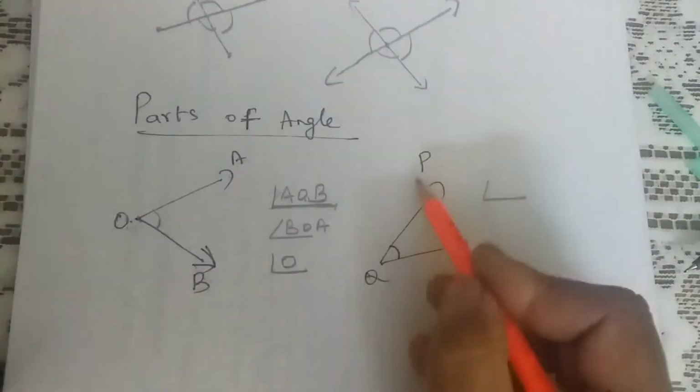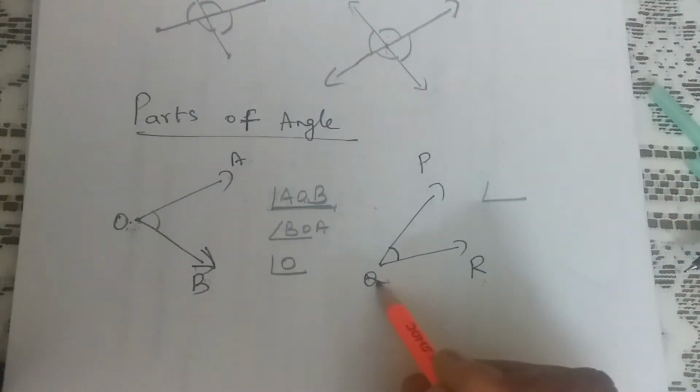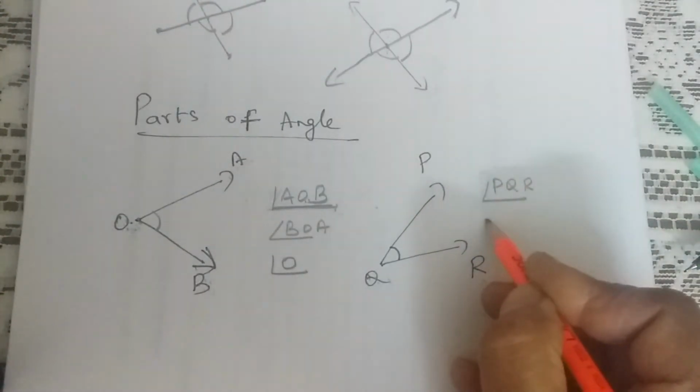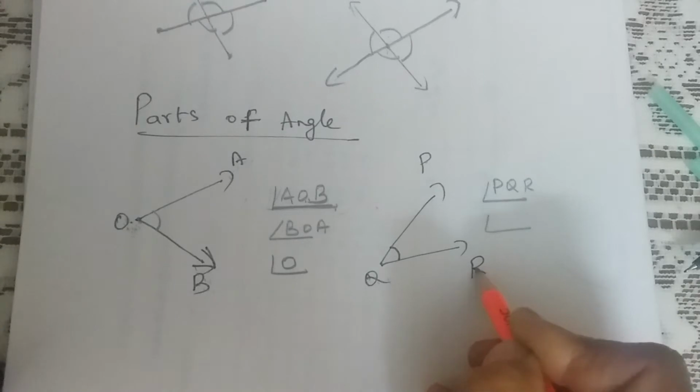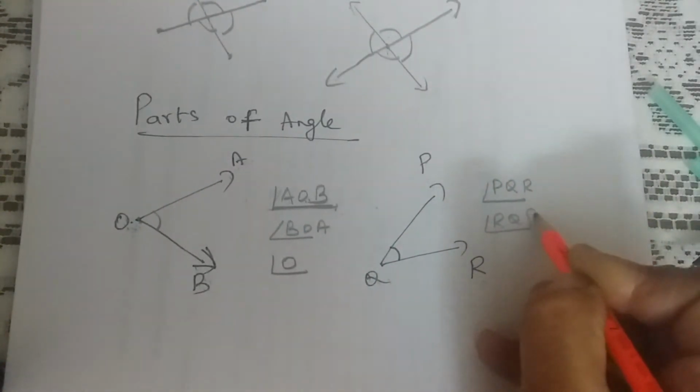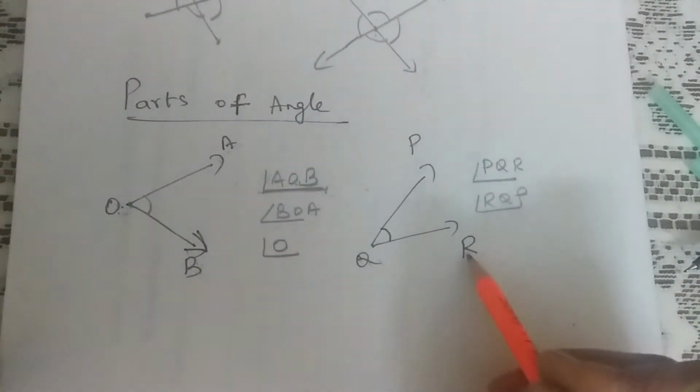Angle PQR. This Q should come in the center. Or what is the other way of naming? Angle RQP. You can start from P or you can start from R.